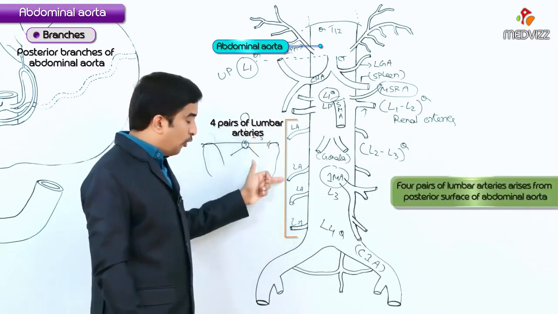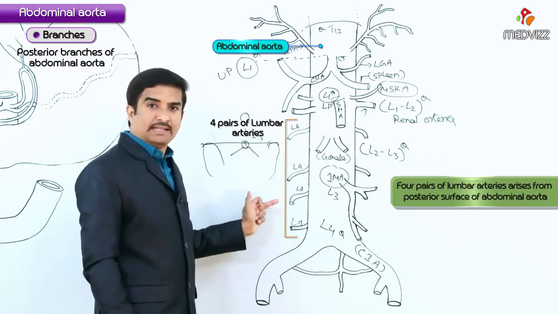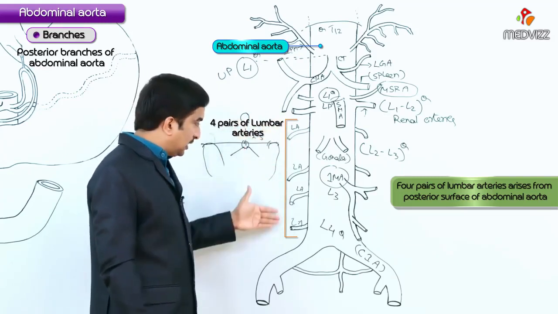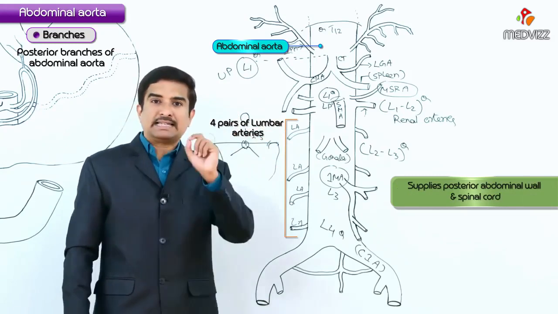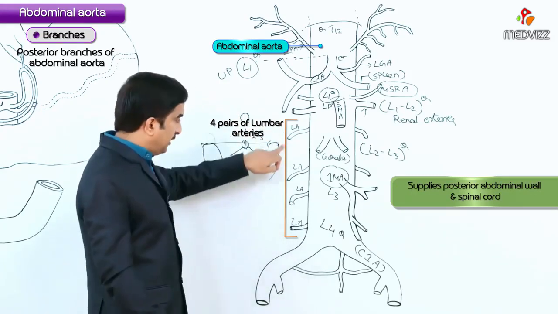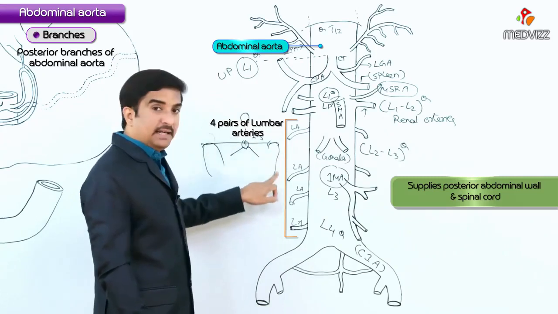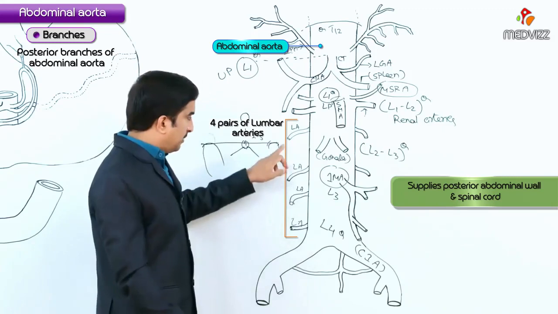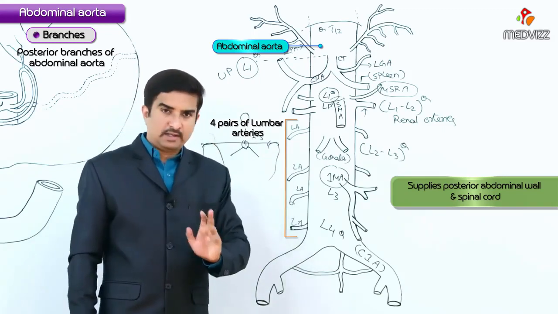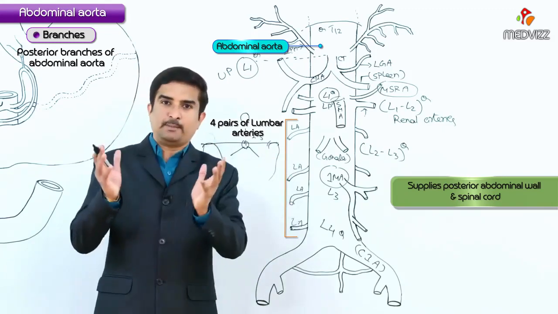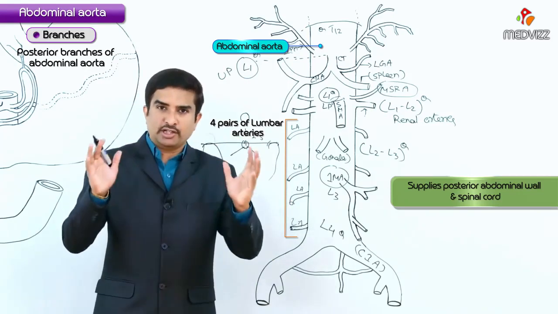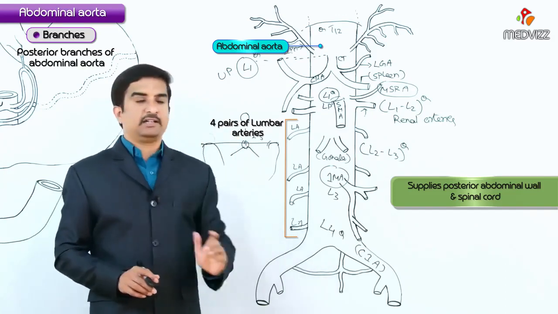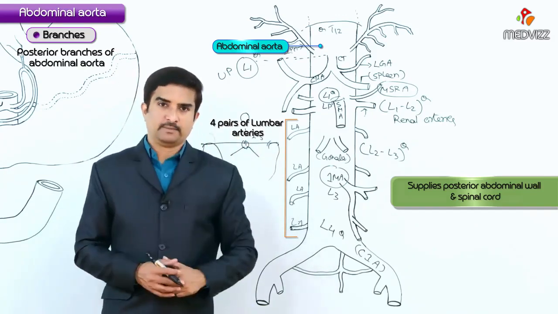And next one is the lumbar arteries. There are usually 4 pairs of lumbar arteries arising from the posterior surface of the abdominal aorta, and these lumbar arteries supply the posterior abdominal wall and also give off segmental branches that supply the spinal cord, right? So lumbar arteries are 4 pairs. They arise from the posterior surface of the abdominal aorta. They supply the posterior abdominal wall and give off segmental branches. These segmental branches supply the spinal cord.